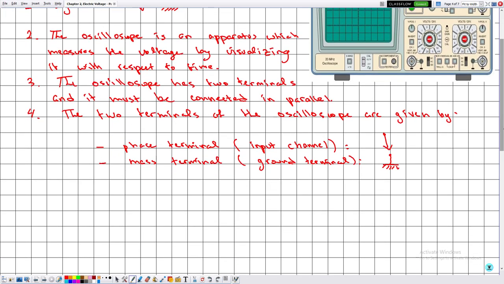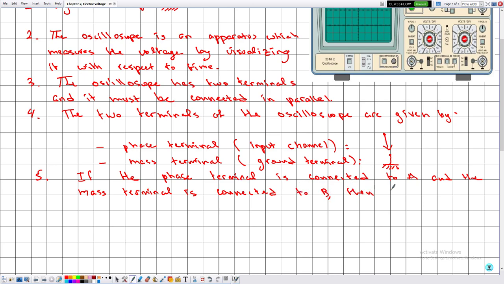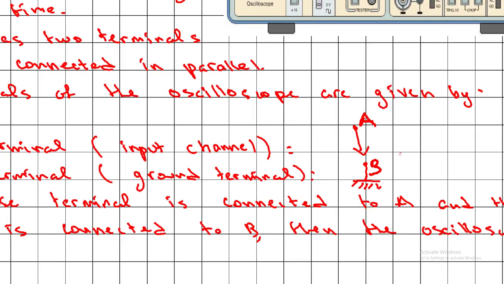Now because we are measuring voltage, we are always interested in determining whether the instrument is measuring UAB or UBA, and this depends on the connections of the phase and the mass. So idea number five, if the phase terminal is connected to A and the mass terminal is connected to B, then the oscilloscope measures UAB. So always the oscilloscope measures from the phase to the mass. If this point is connected to A and this point is connected to B, then the oscilloscope measures UAB.